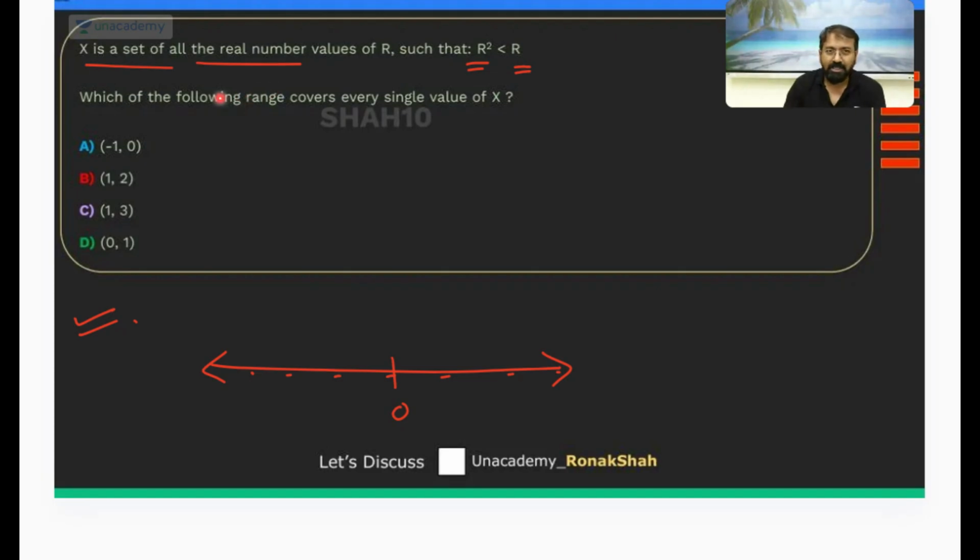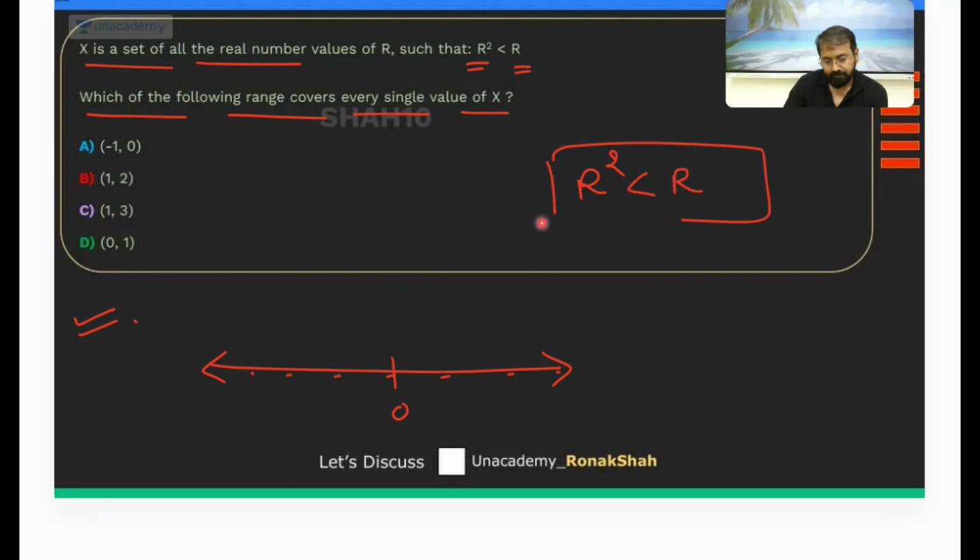But the square of the number should be less than the number. Square of the number should be less than the number. So which of the following range covers every single value of X? So guys, what will be the range where R square is less than R? कौन सा option आएगा? Please select your answer in the poll, guys. Give a thought and select your answer in the poll. In case if you are not able to understand, just leave it blank. I'll explain.